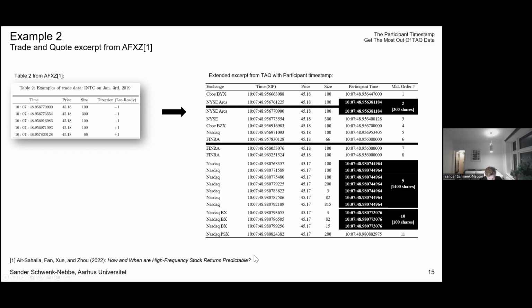Again, the new timestamp makes it painfully clear that the other timestamp, the SIP timestamp, is hiding what really happened here. The question that we do have to ask ourselves here is this: could we tell without the participant timestamp that the table does contain 3 marketable orders executed in multiple parts? One of them is a marketable order executed at 1,400 shares. Could we tell? That is difficult to answer.